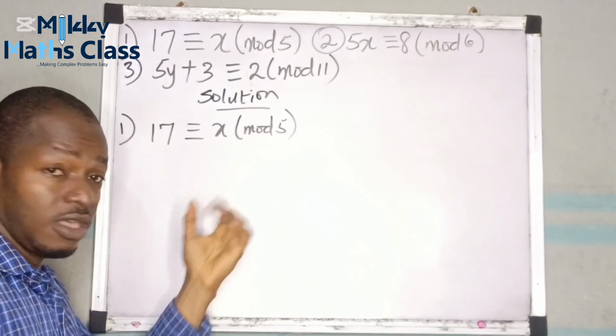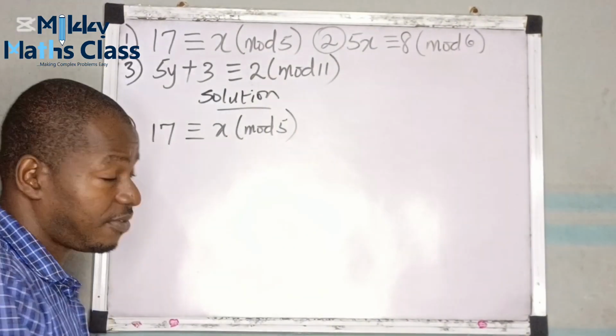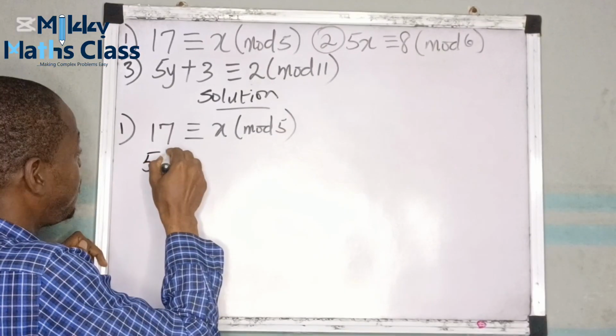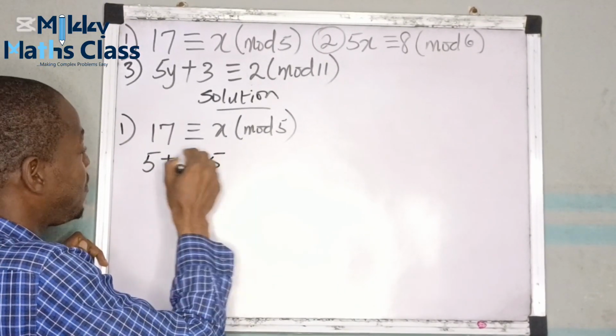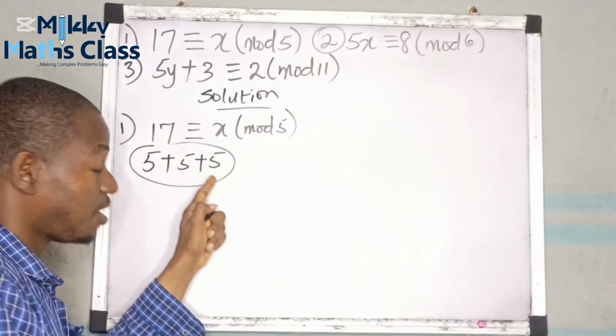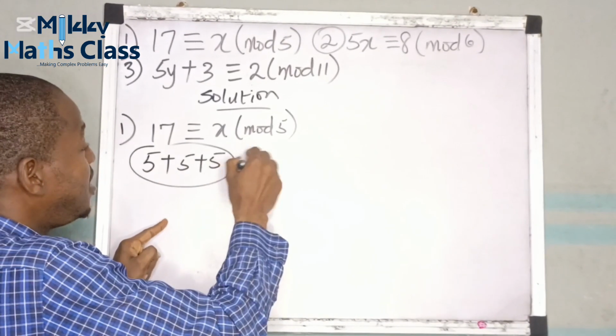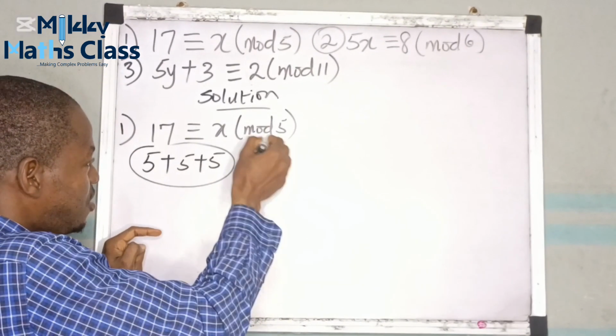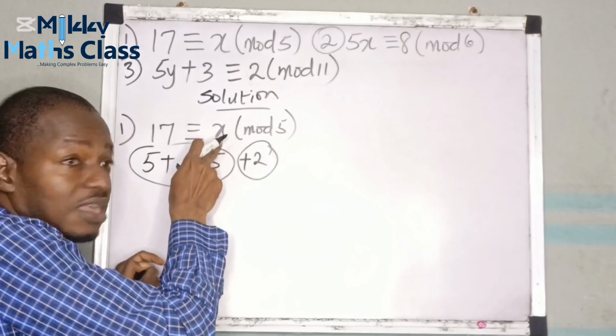In modulo 5, we are having bundles of 5. So we have something like this: 5 plus 5 plus 5, 3 bundles of 5. 5 plus 5, 10, 10 plus 5, 15. A remainder 2. So this remainder is what we have here.